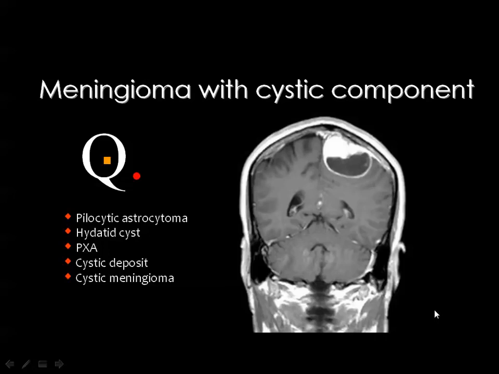And I have said that there is one way to discriminate between both, which is spectroscopy and diffusion. In the spectroscopy, the solid component of the meningioma will show the alanine peak, which is characteristic for meningioma. I will mention this in the coming lecture. And in diffusion, meningioma will show restricted diffusion because of the high cellularity, while PXA will show free diffusion.